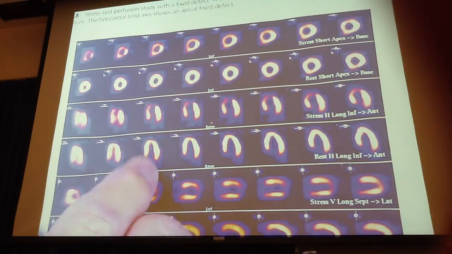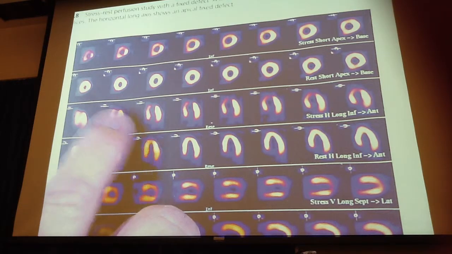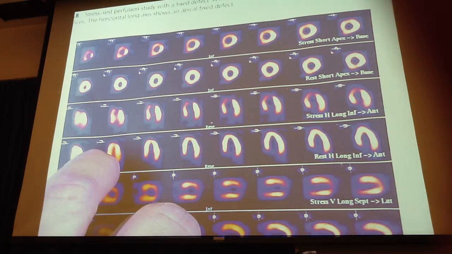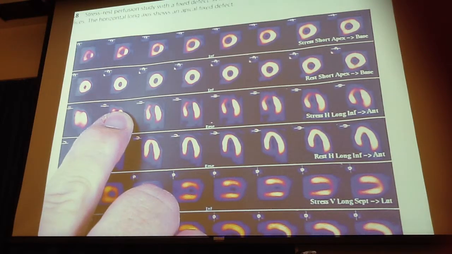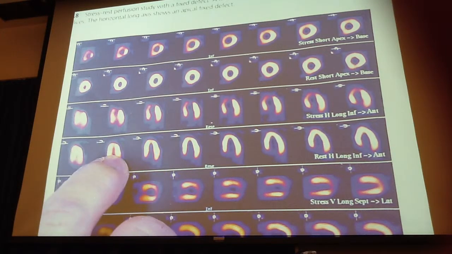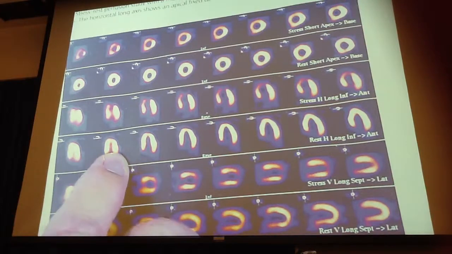Same thing here. We're talking about the apex. Okay. So on this one here, you see that the apex has poor perfusion. On rest, it fills in. Okay, so we know the septum and the apex are not good on this person here. Okay.